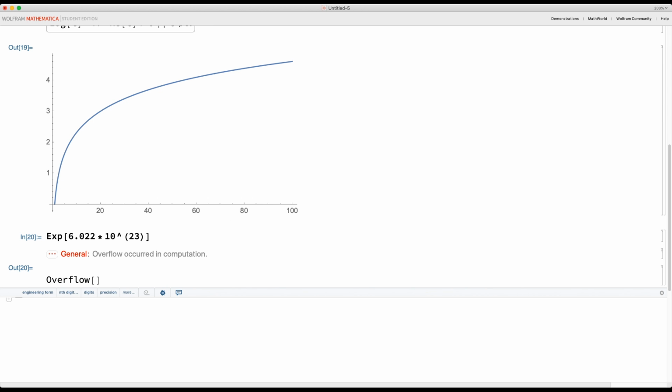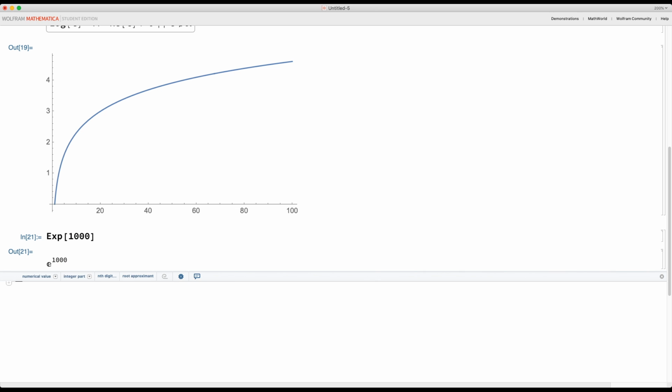Overflow, right? Well, yeah, but see, it's even worse than that because Mathematica can do arbitrary precision computation. So let's just say, well, okay, that's e to the thousand.